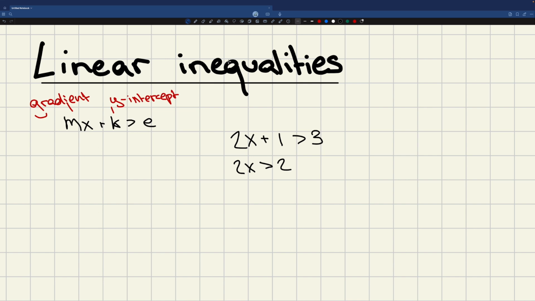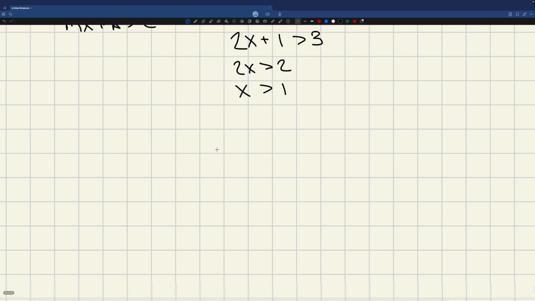Okay. What's the next step? Well, the next step is pretty obvious. You have to divide everything by 2. And that is what we're going to do. And we will get x is larger than 1. And this is it. This is where our linear inequality ends. And this is the solution. It's a pretty straightforward topic. But let's go on to something slightly harder that many students get caught out on.